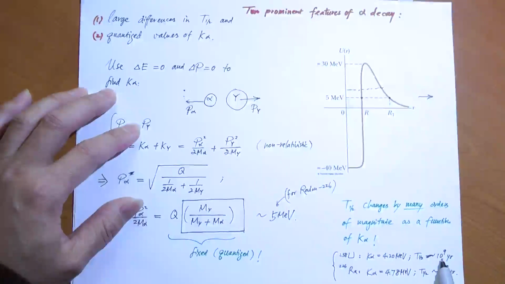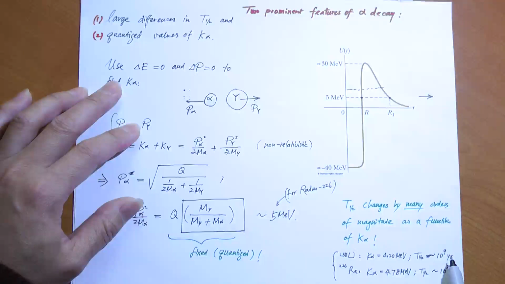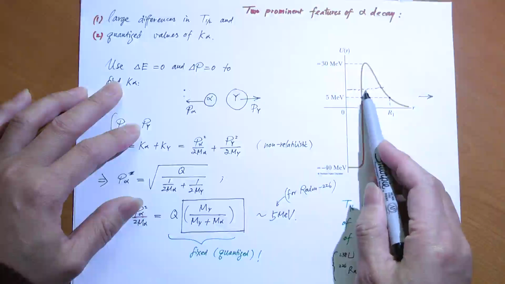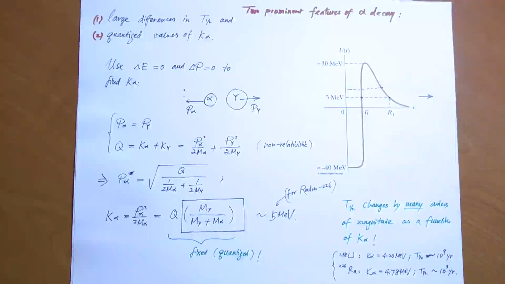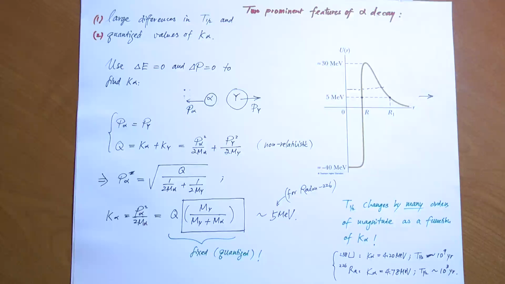Uranium-238 takes about 1 billion years for half of it to decay, and yet radon takes only about 1,000 years. There is a 6 orders of magnitude difference. Why? Because this small difference in K alpha results in an exponential difference in the tunneling probability. This is a stunning example of how quantum tunneling works, and that again was studied by George Gamow, the theory of alpha decay, which won him a Nobel Prize in physics.